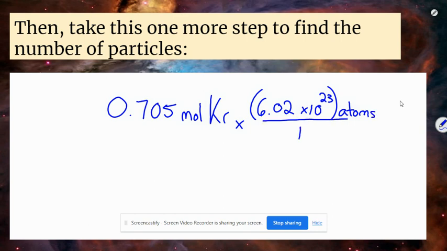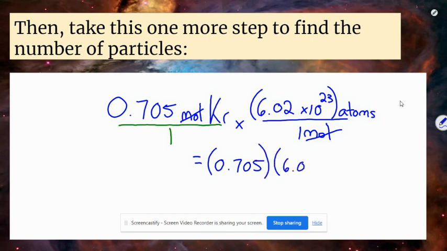in 1 mole. You'll notice that when I am using these conversion factors, I remind myself that I put what I'm starting with over a 1 to remind myself I'm multiplying by fractions, not cross multiplying, regular multiplying, because I can see that moles in the numerator cancel out moles in the denominator. So that's going to leave me with 0.705 times 6.02 times 10 to the 23rd. And my answer is going to be in atoms.